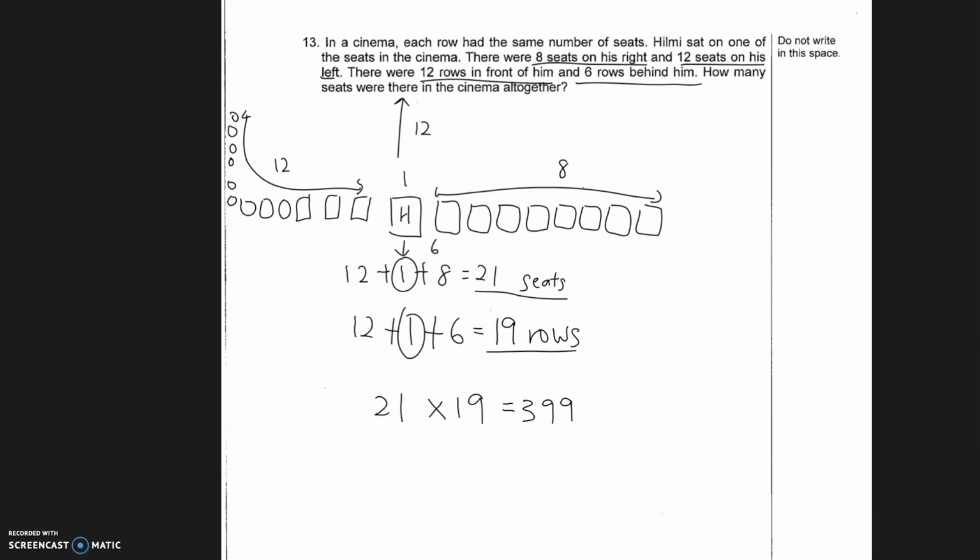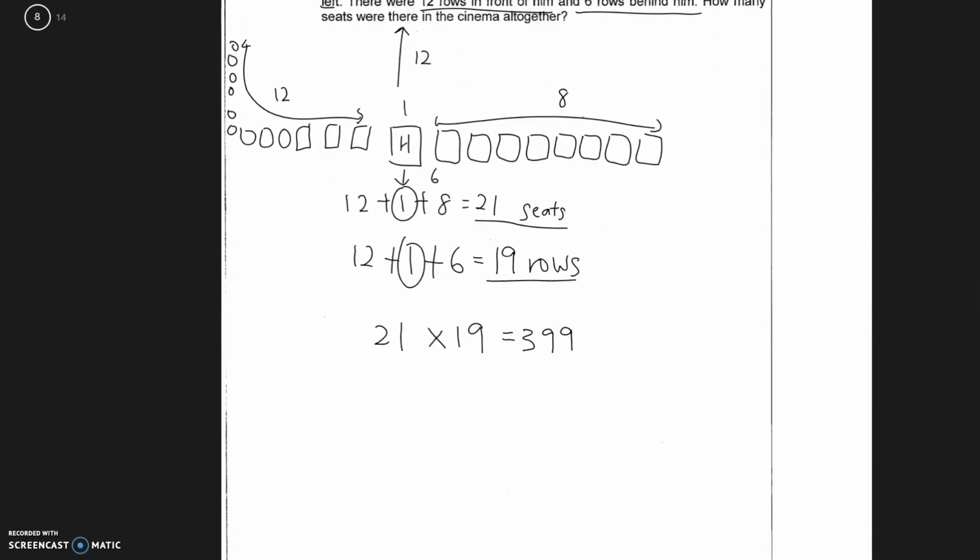Okay, so Hilmi himself, you have to consider himself as 1 row. You have to consider himself as 1 seat as well. Although there are 12 on the left, 8 on the right, and 12 rows in front, 6 rows behind, altogether 19 rows. Okay, so you notice pictures sometimes can replace models as well. So don't be fooled every time you have to draw models, not necessary.